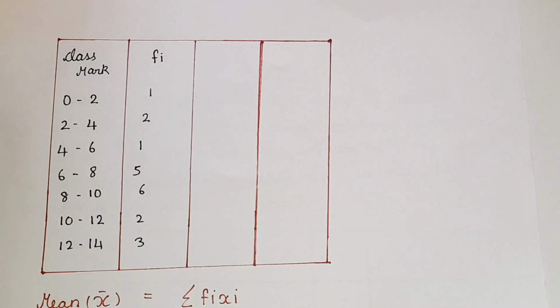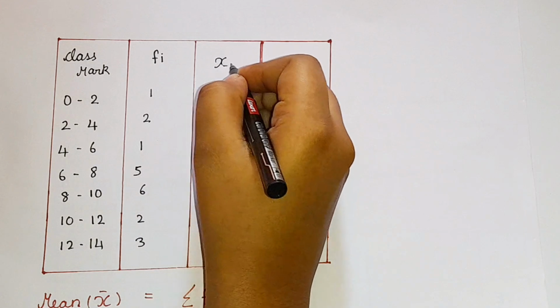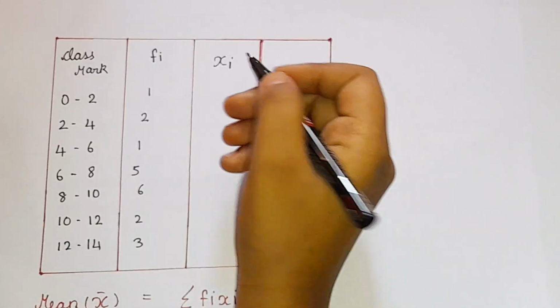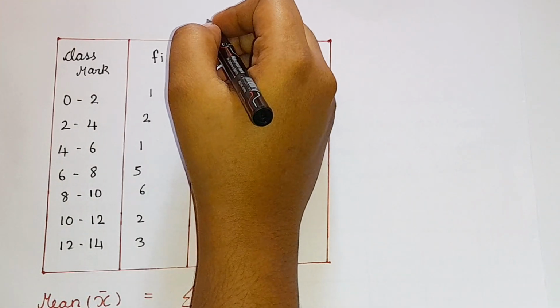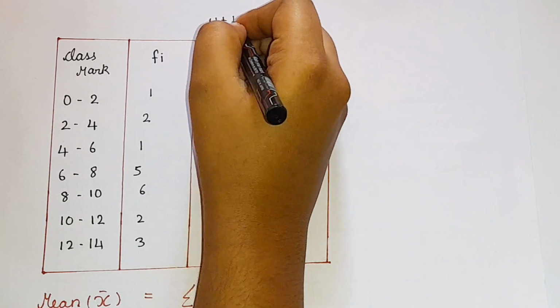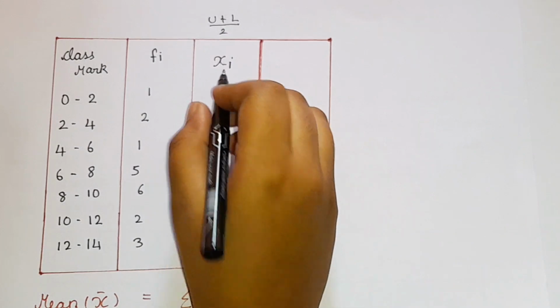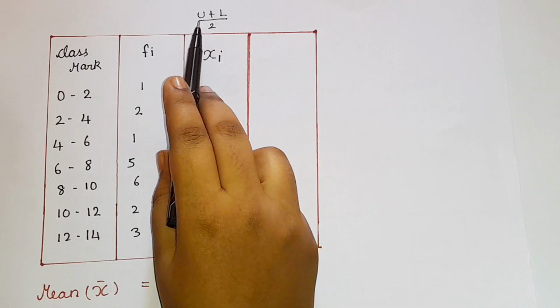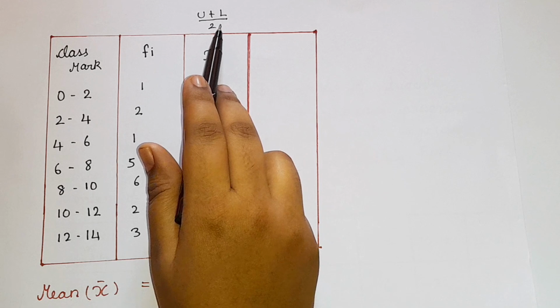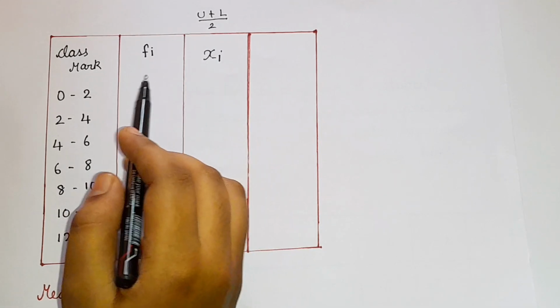Okay guys, now we are going to be finding the xi value. So how to find the xi? I'll write here: upper limit plus lower limit divided by 2. This is the formula for finding the xi. Here they are talking about upper limit and lower limit. What is the meaning of upper limit and lower limit?